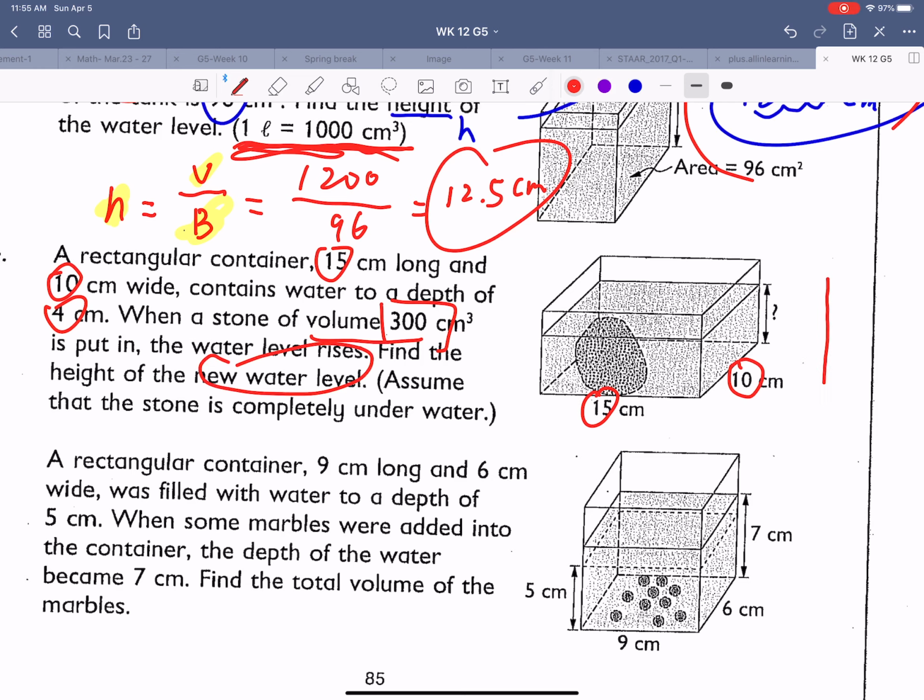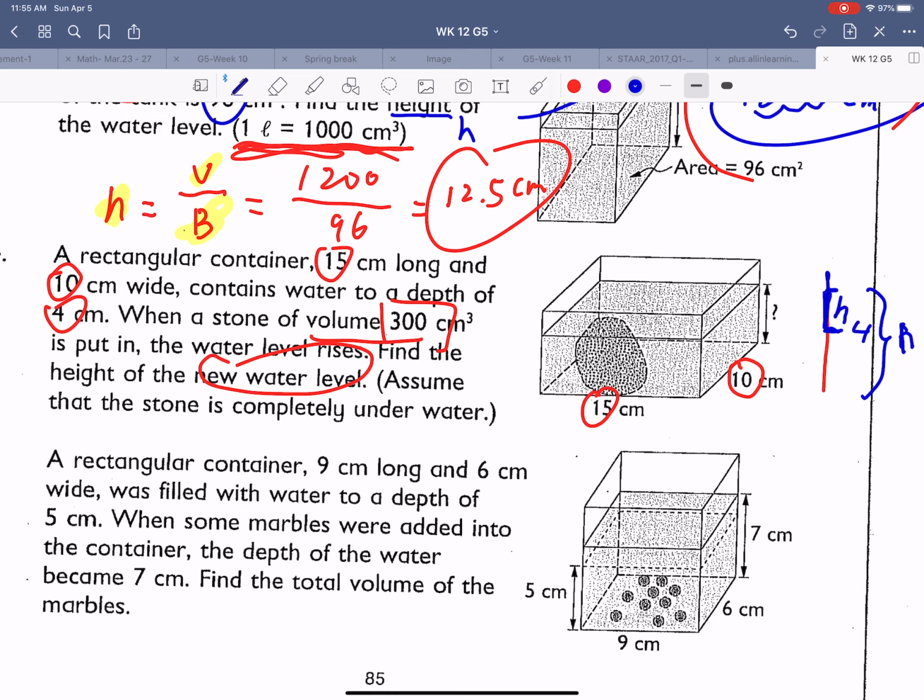Let me draw a line here. So let's say originally, we use a different color, it was 4 here, right? Right now, we add a stone to it. It's asking for the new height. So let me use blue color. So this is going to be the height. The height increased, so we're trying to find the total new height. We're going to figure out how much the height increases by adding the new stone.